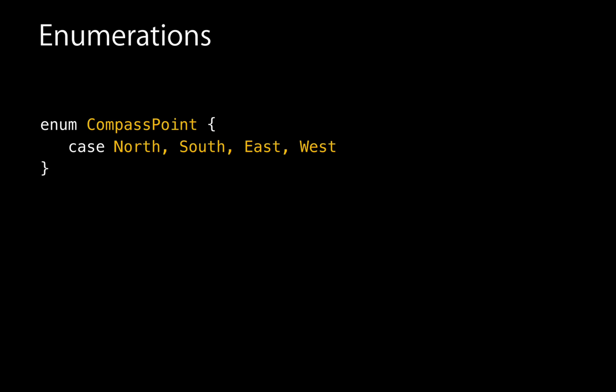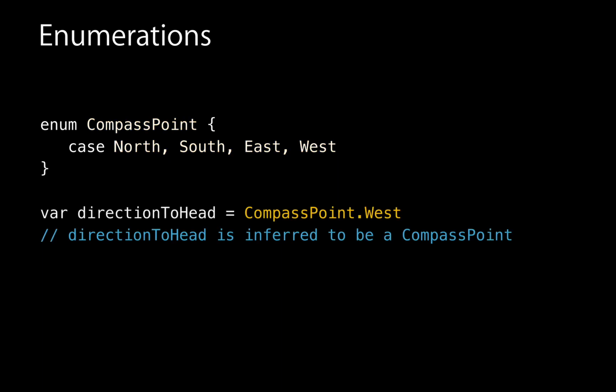So how do I work with them? Let's create a directionToHead. It's a variable. I'm going to maybe change that in the future. And I'm going to set it to CompassPoint.West. The compiler will then say, oh, it's a CompassPoint, so it knows that directionToHead is a CompassPoint. Let's say I'm following some directions, and I change direction. I want to head east. How do I say that? Well, because the compiler knows that it's a CompassPoint, all I have to say is enough to change that to east, which is .East in this example.